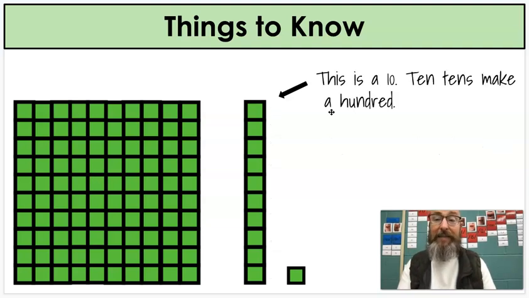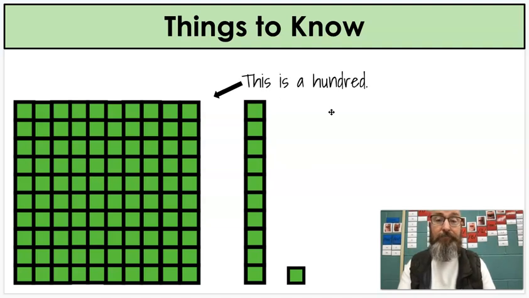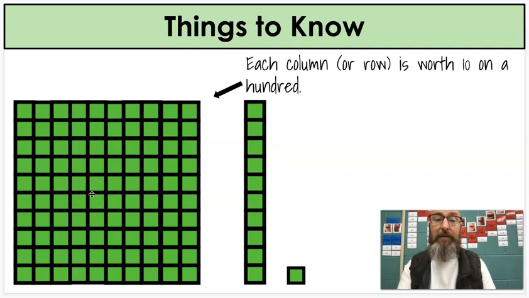And of course, with this being a 10, we also have that 10 tens can make 100. That big square right here, that's 100. And 10 tens make 100. Each column, up and down, is worth 10, or each row is worth 10. So it's a 10 by 10 square. And we can see that 10 tens makes 100 by counting all the tens.